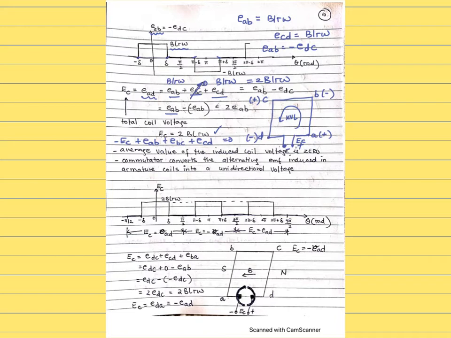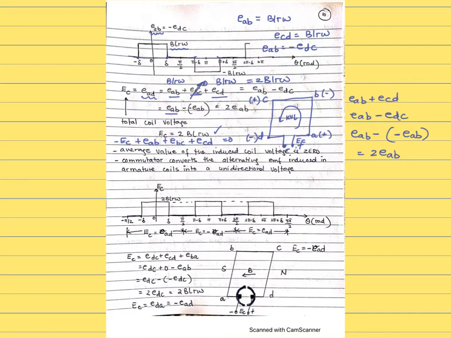Or you can go through a little bit of complexity in here for no reason. So what you're doing is saying EAB plus ECD, EAB minus EDC. So EAB minus, why is that? Yeah, D to C is the negative of AB. So there you again have 2EAB. So it doesn't matter. Or you can simply say ECD is the positive BLR omega, and simply twice the BLR omega is the coil voltage.